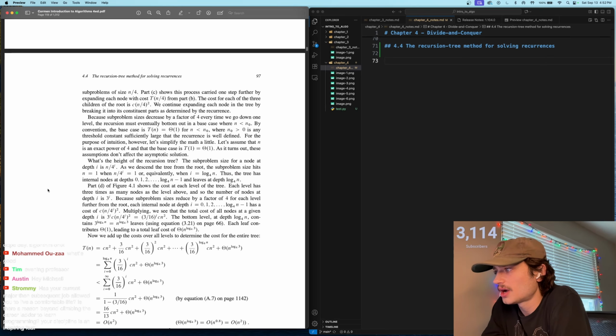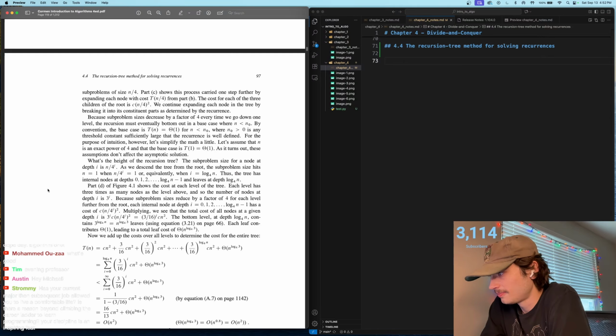Multiplying, we see the total cost of all nodes at a given depth i is 3 to the power of i times c of (n over 4 to the power of i) squared, which reduces down to (3 over 16) to the power of i times c times n squared.